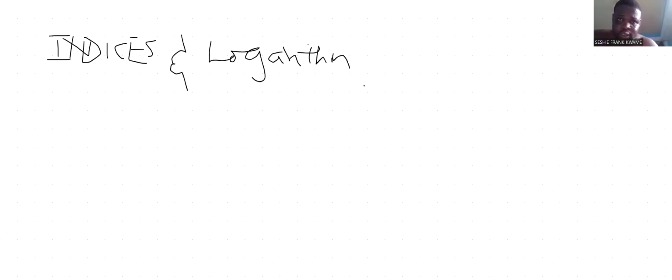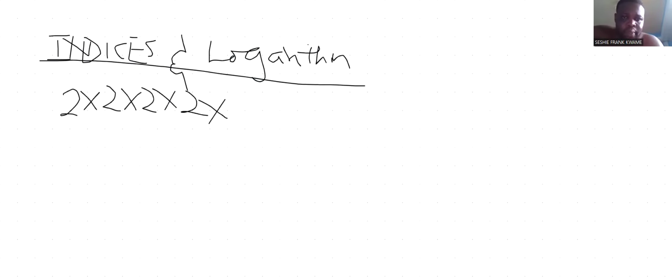So when you look at indices, we are simply looking at a way of expressing a number in a particular form. If you have products of a repetitive number, 2 times 2 times 2 times 2 times 2, writing this number becomes a bit tedious. So indices helps you to write it as a number and then a superscript. You count 1, 2, 3, 4, 5. There are 5 of them. That's 2 exponent 5. The 2 is the base and the 5 is the exponent or the index. You should know that by now.